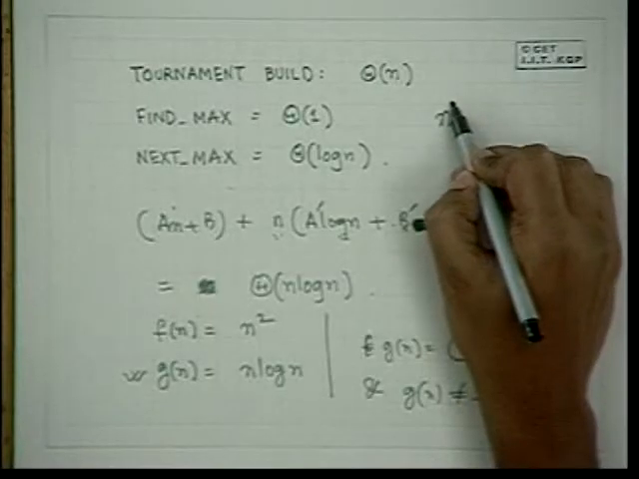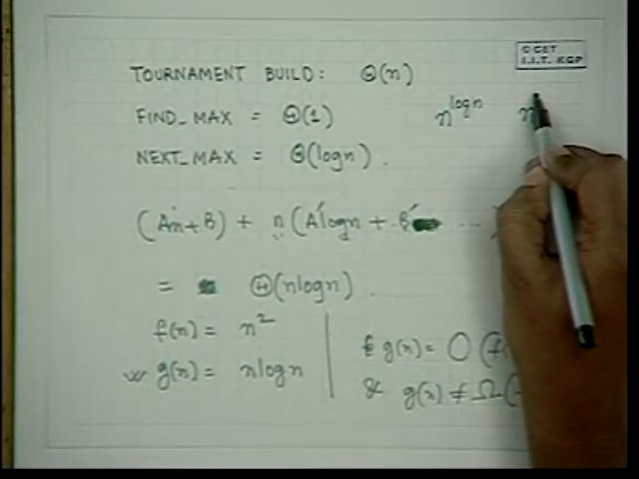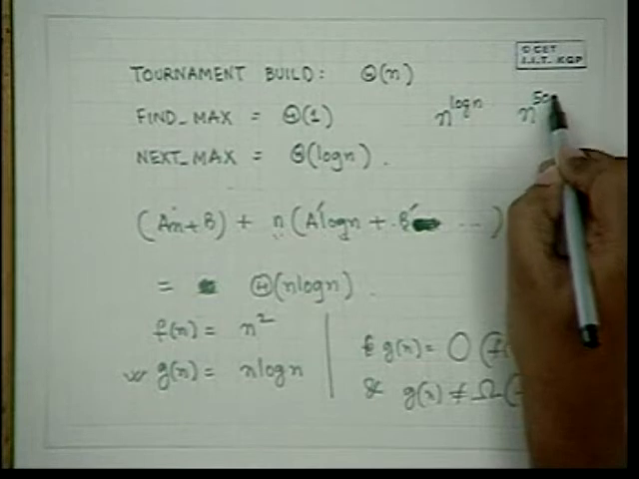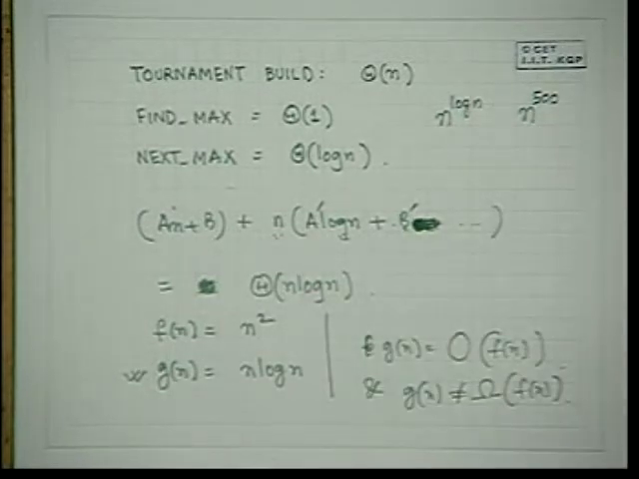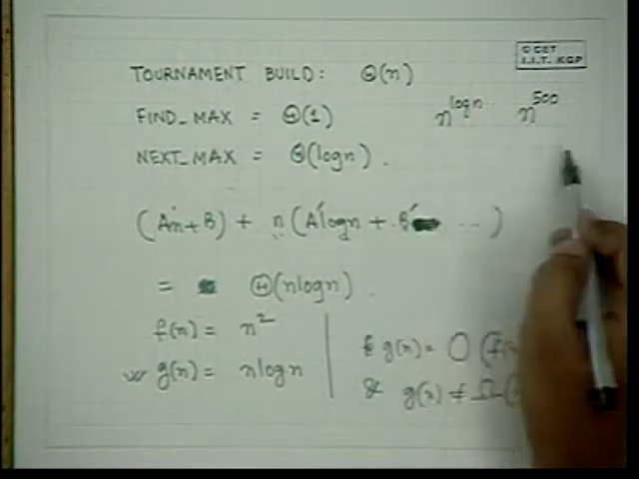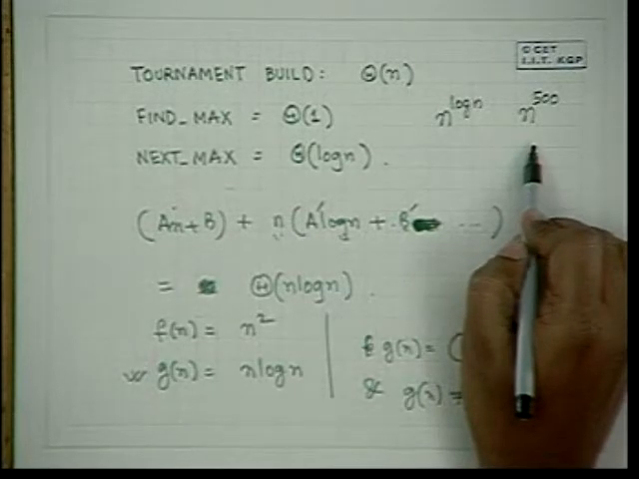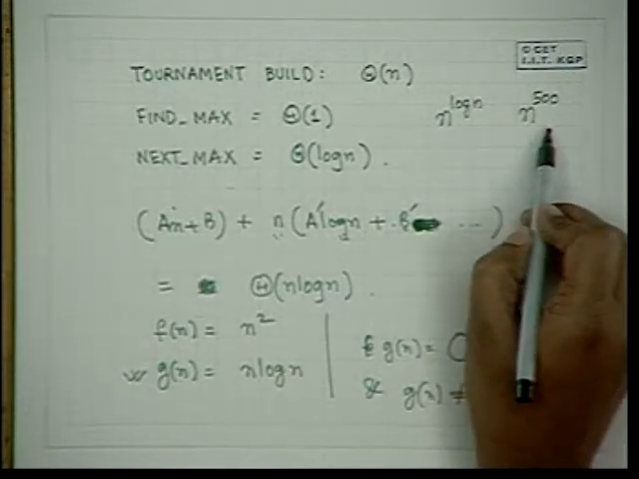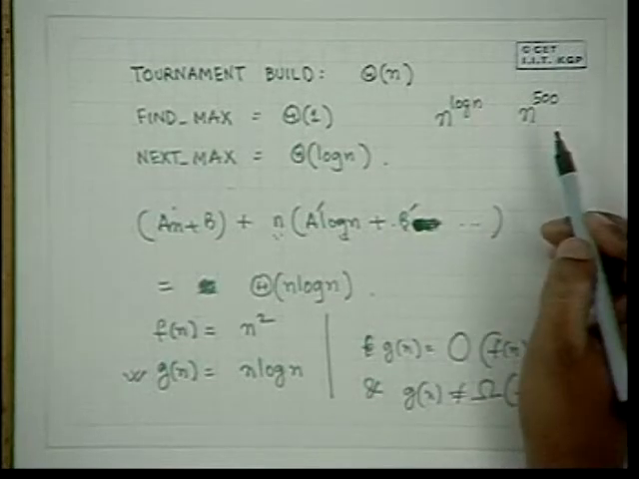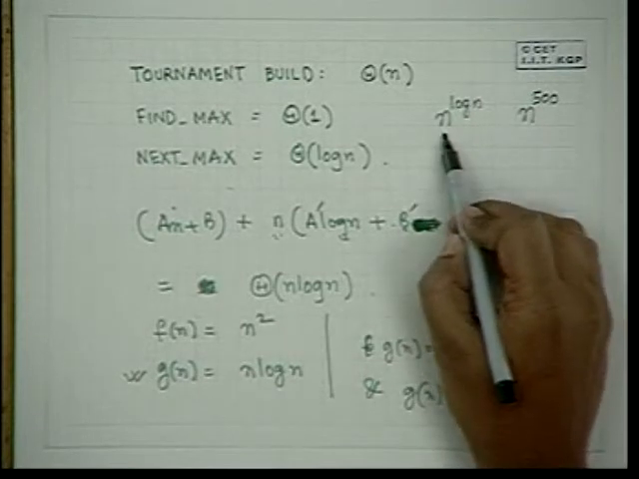There are various other issues relating to orders, especially when you consider complexities of the type n to the power, say, log n. How does it compare with n to the power 500? How will you compare these two? Take the logs on both sides and compare, you will get a comparison between both of them. If you cannot directly compare these two, take log on both sides and compare. This will be better than this.